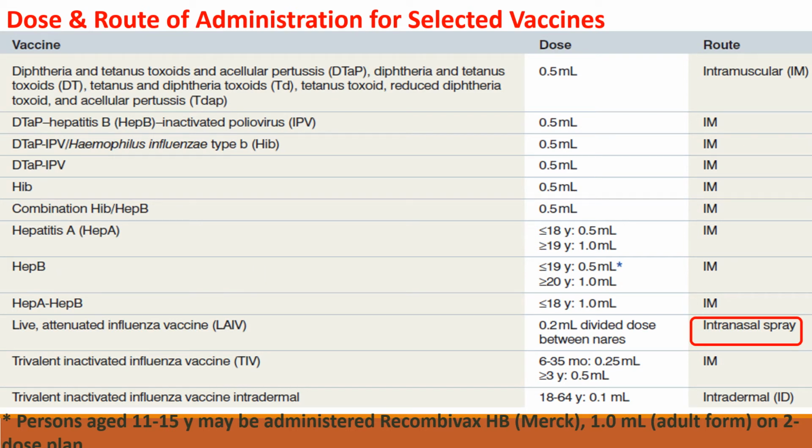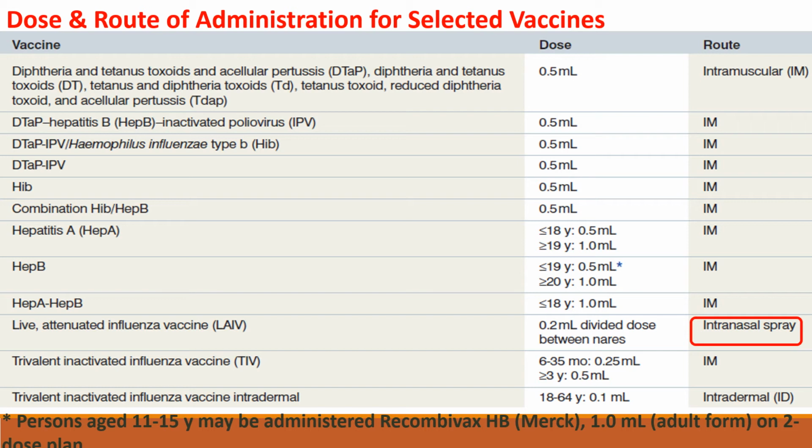I put this table, dose and route of administration for selected vaccines, to see that different vaccines have different doses. Okay? And on the right side, the rectangle in red around intranasal spray, to see that there are vaccines that may not be injected. Here it is intranasal.